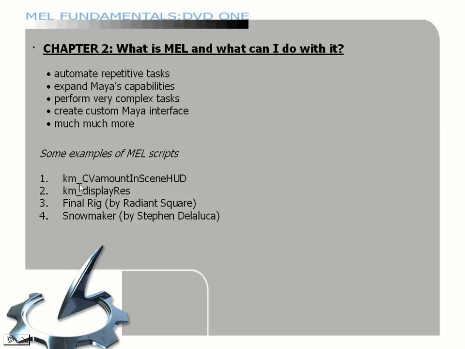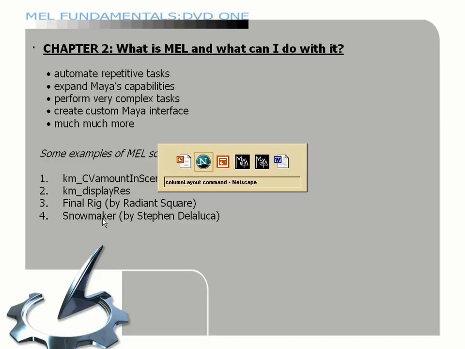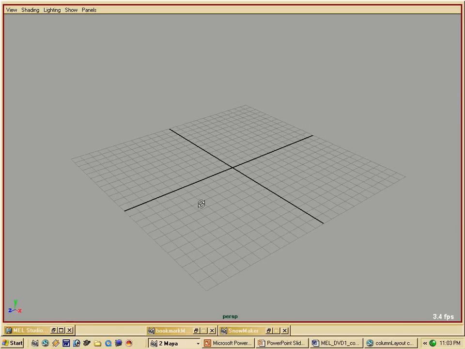The first two are scripts by myself, which you can always see and which is good practice. I precede all my scripts by my initials, KM underscore, and then the name of the script. These Final Rig and Snowmaker are scripts by other people. The company or the guy who wrote it is right there. But let's take a look at CV amount in scene. Let me open up Maya.